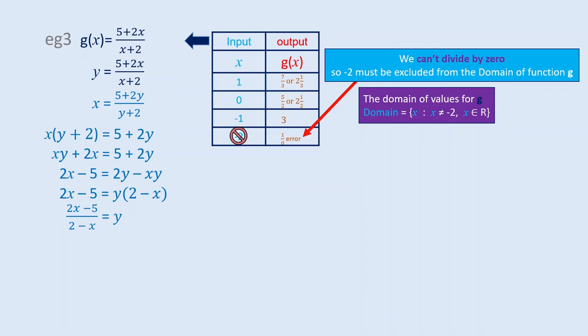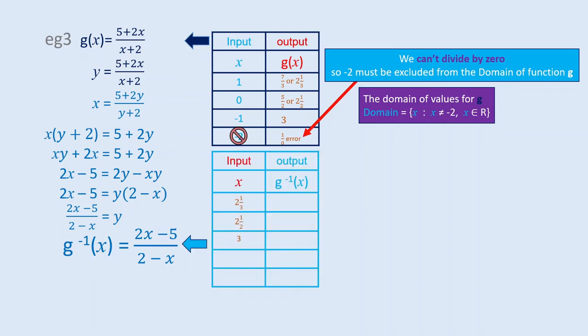Now y is my inverse function. So the inverse of function g is (2x minus 5) over (2 minus x). Again, I've got another fraction here. And remember, fractions are just divisions. We can't divide by 0. So what values do you think we need to exclude from our domain?